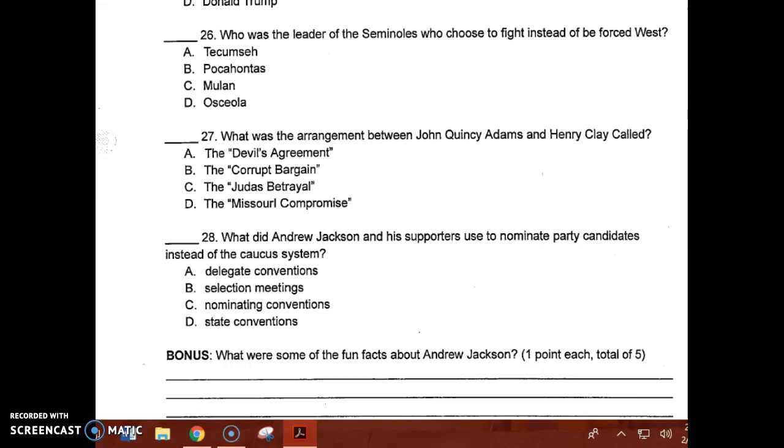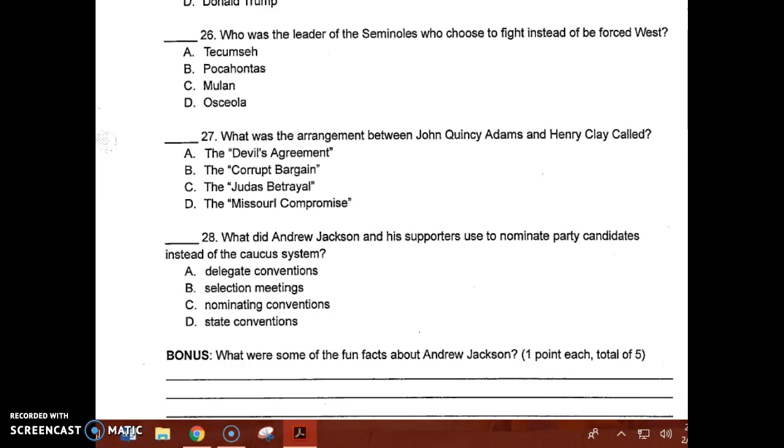Number 28. What did Andrew Jackson and his supporters use to nominate party candidates instead of the caucus system? Did they use A, a delegate convention, B, selection meetings, C, nominating conventions, or D, state conventions?